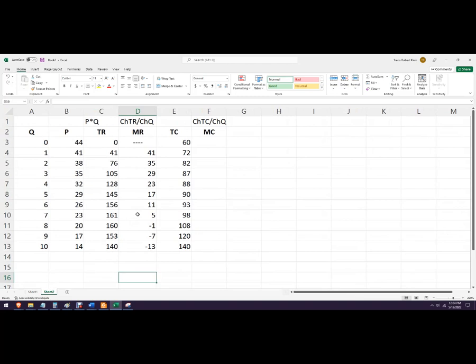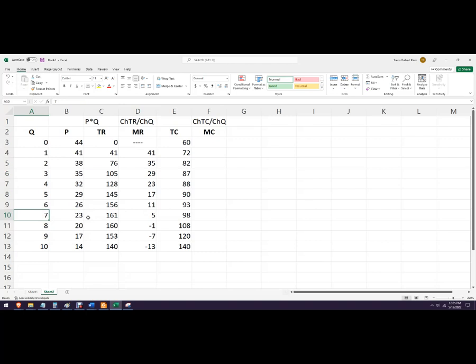Okay, now already I know that when the firm produces 7 units, they've maximized their revenue. I can see this in 2 ways. One, I can just see the highest total revenue amount. I can also see where the last quantity produced before marginal revenue goes to 0. So this would be our quantity 7, price 23. That is the revenue maximizing quantity.